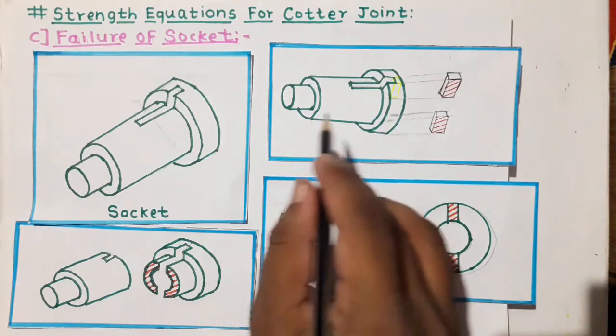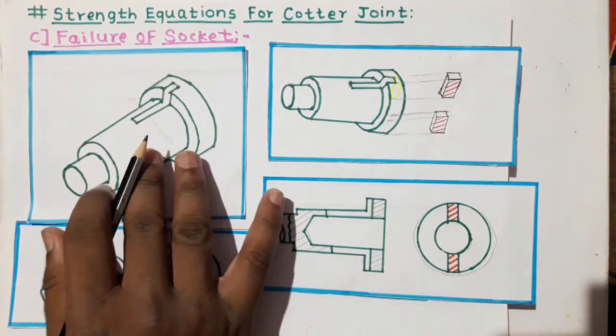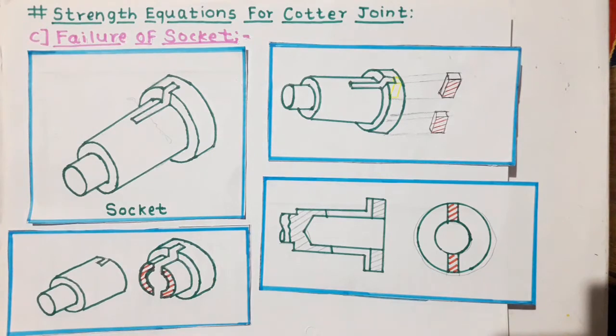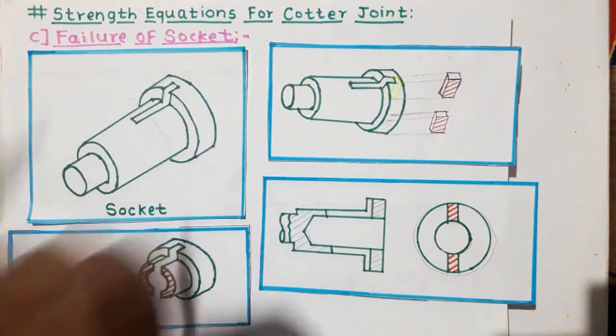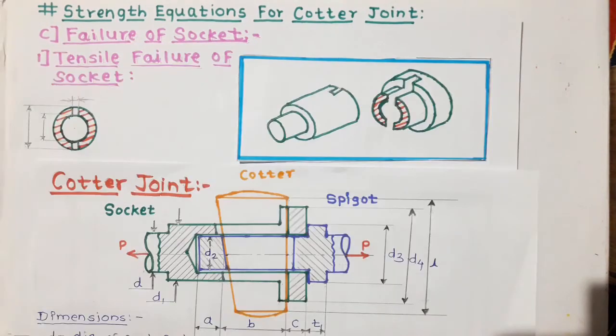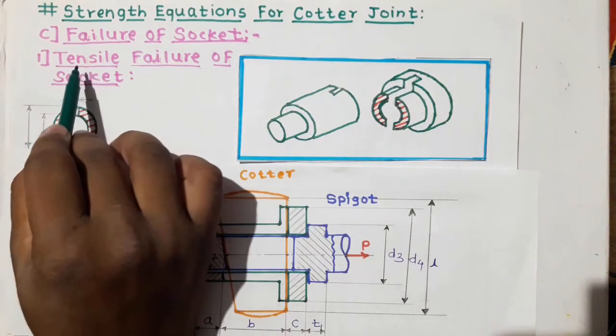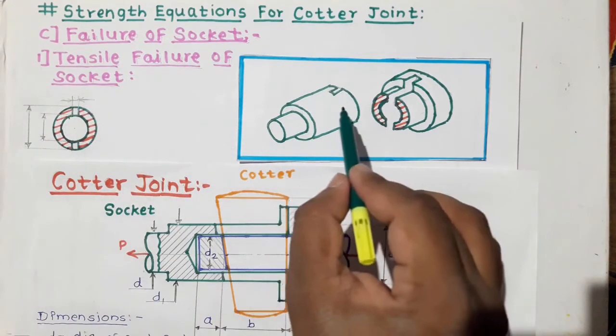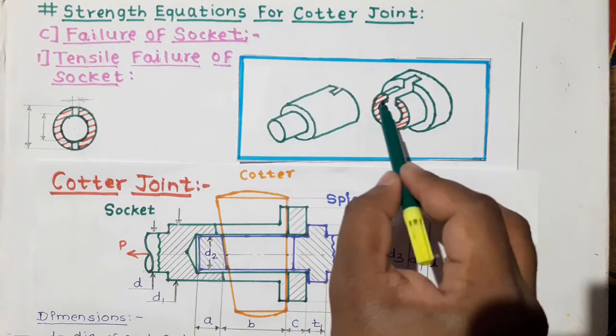So with the help of these diagrams, we have to write the equations of these corresponding stresses, and that is nothing but the strength equations for quarter joint and particularly for socket. First of all, consider tensile failure of socket. This is the diagram which shows the tensile failure of socket.